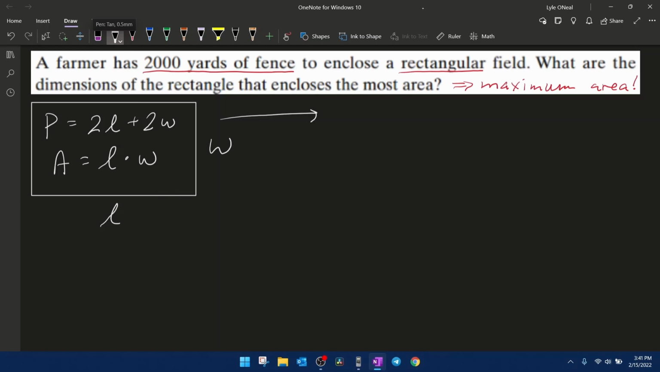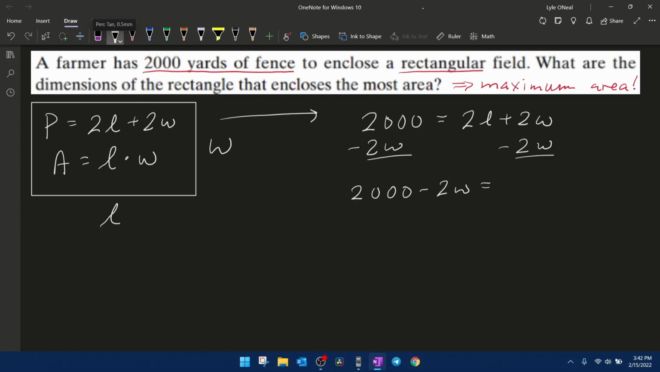Okay, so first step, we're going to take our perimeter formula and replace P with 2,000. So that gives us a formula with length and width. And then what I'm going to need to do is I'm going to need to solve for either length or width so that I can substitute in the area formula and get the area in terms of length or width. So I choose to solve for L. So I'm going to minus 2W from both sides. That's going to give me 2,000 minus 2W equals 2L.